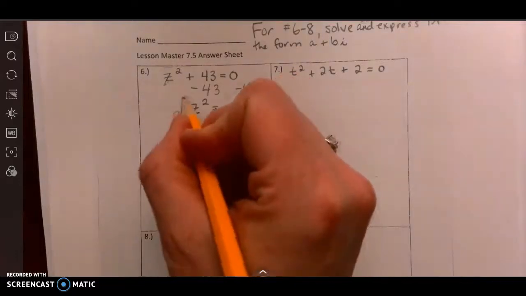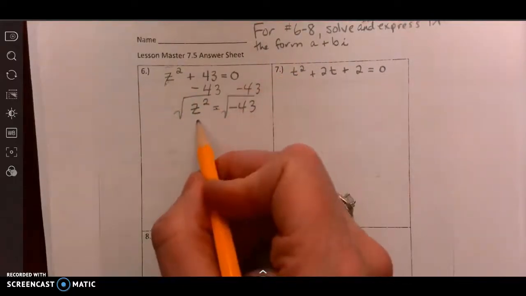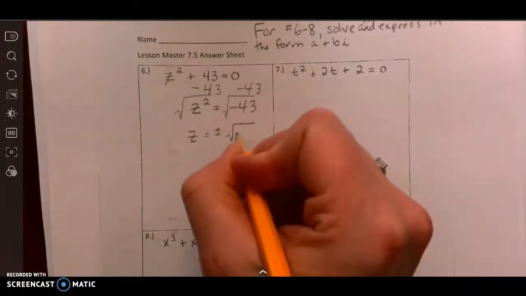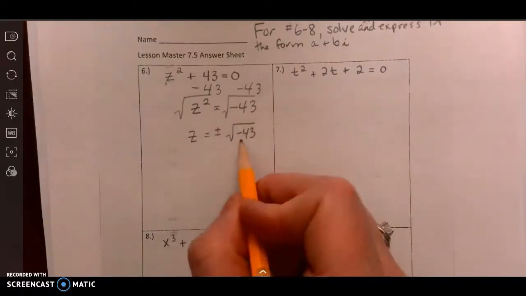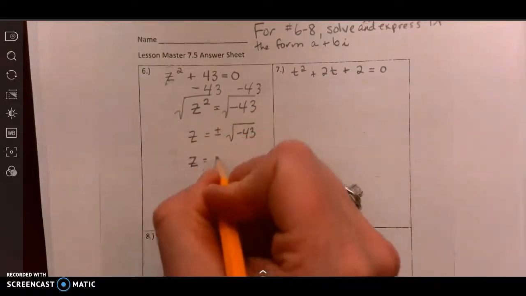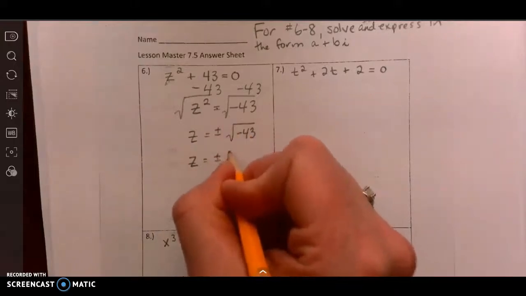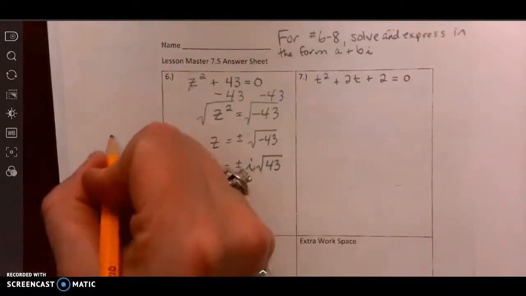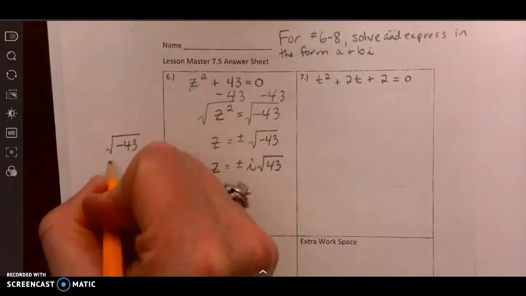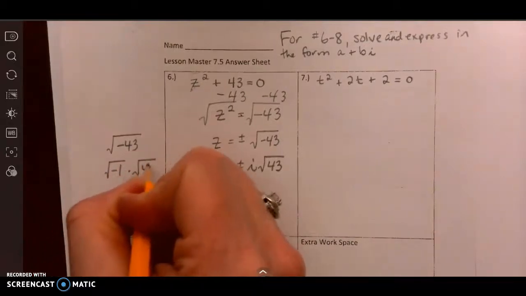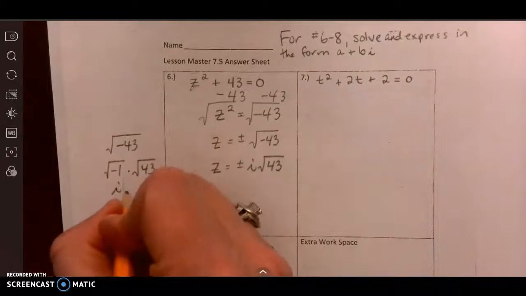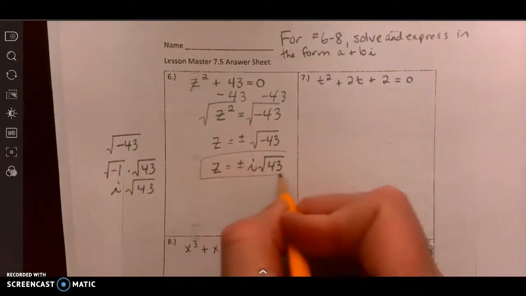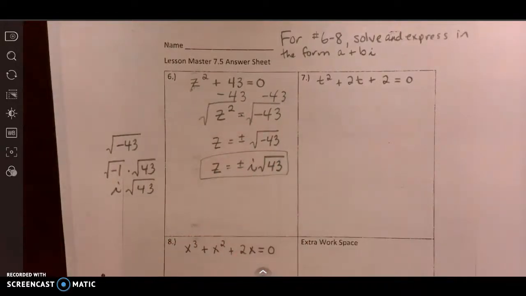And then when I take the square root, remember, since I took the square root, it's plus or minus the square root of negative 43. And that negative gets pulled out and becomes an i, and that becomes 43. If you're wondering why that happens, the square root of negative 43 is the square root of negative 1 times the square root of 43, which is i square root of 43. So I would do that one just in a real simple way.